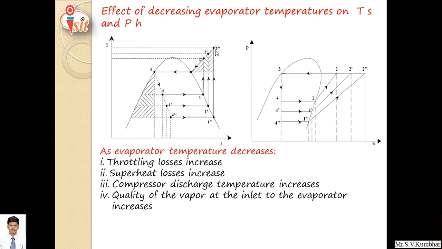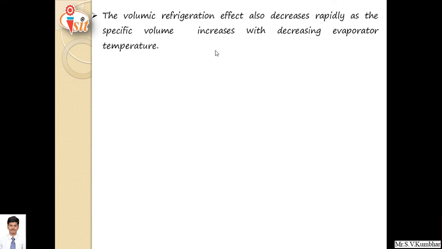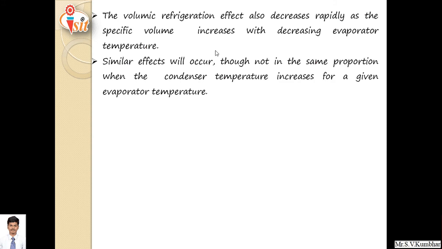Next, the quality of vapor at the inlet of the evaporator also increases. Specific volume at the inlet of the compressor increases. As a result of this, the refrigeration effect decreases and the work of compression increases. That's why we can't use a single stage vapor compression refrigeration system for very low temperature refrigeration. The volumetric refrigeration effect also decreases rapidly as the specific volume increases with decreasing evaporative temperature.